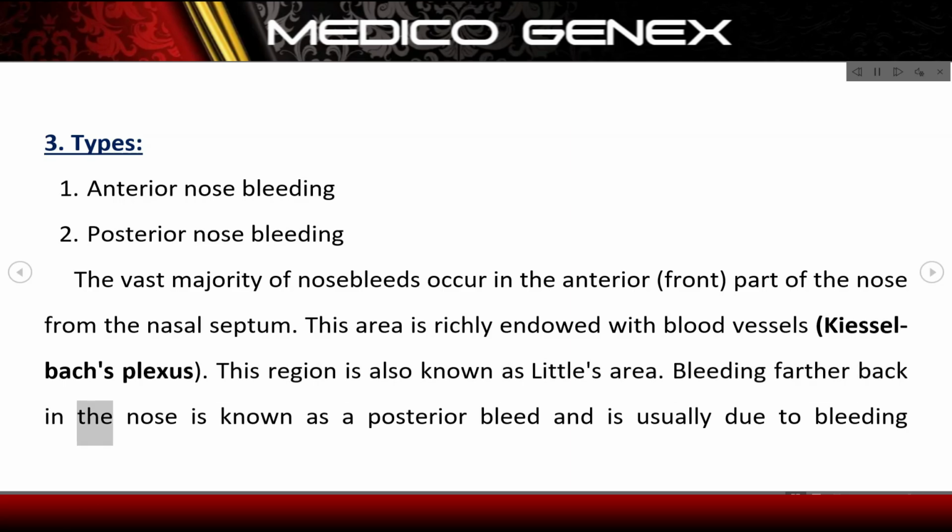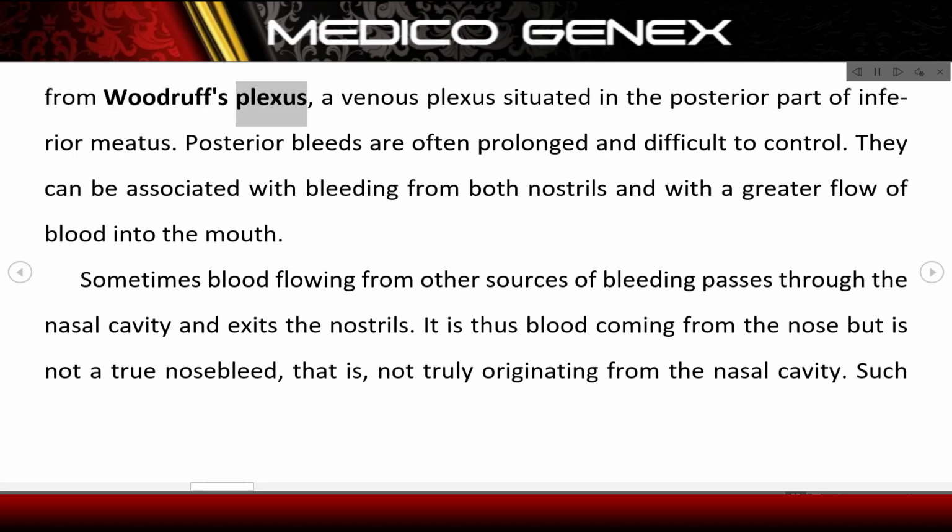Bleeding farther back in the nose is known as a posterior bleed and is usually due to bleeding from Woodruff's plexus, a venous plexus situated in the posterior part of the inferior meatus. Posterior bleeds are often prolonged and difficult to control. They can be associated with bleeding from both nostrils and with a greater flow of blood into the mouth.